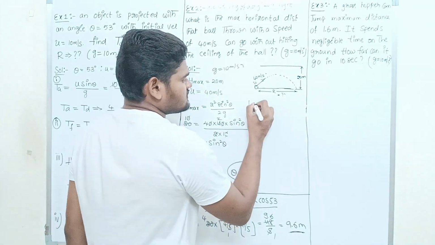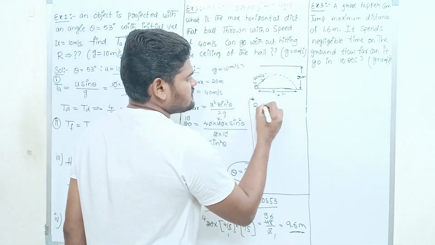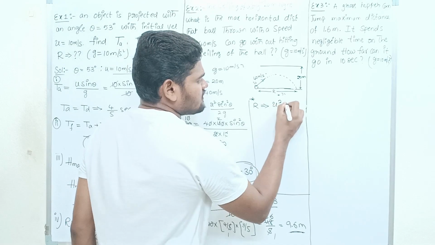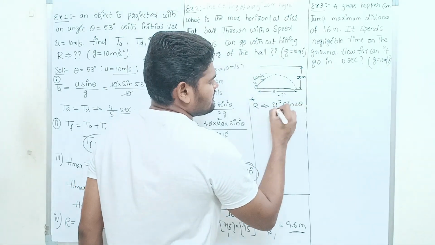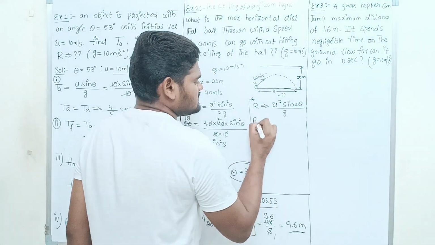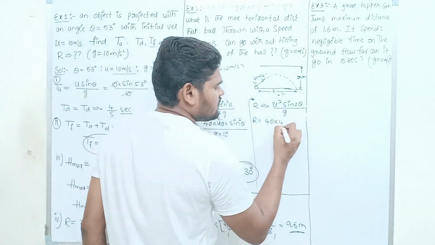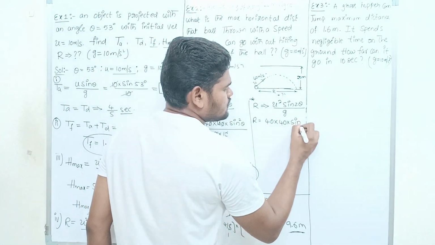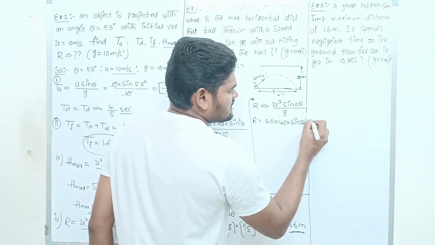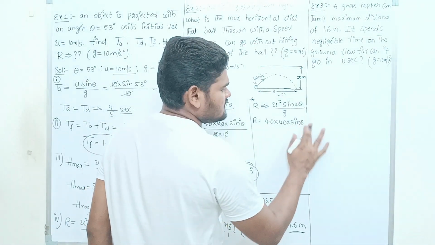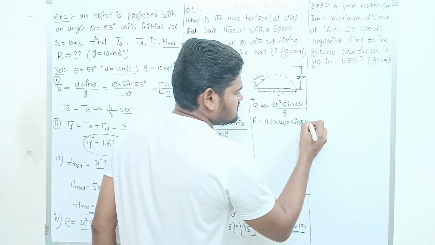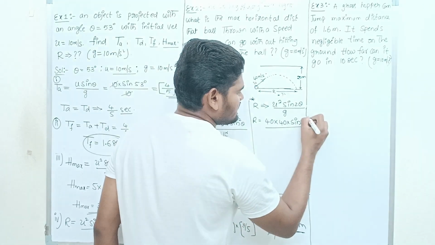So that's it. Range formula. What is the range formula we have? Range is equal to u square sine 2 theta divided by g. So range is equal to u square. What is the value of u? 40. So 40 into sine 2 theta. Theta is equal to 30 degrees. Sine 2 into 30, divided by g.